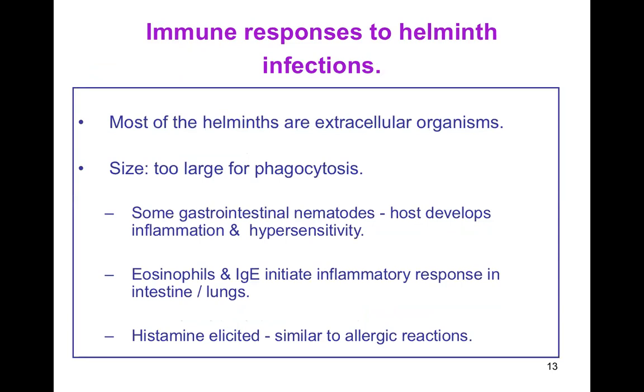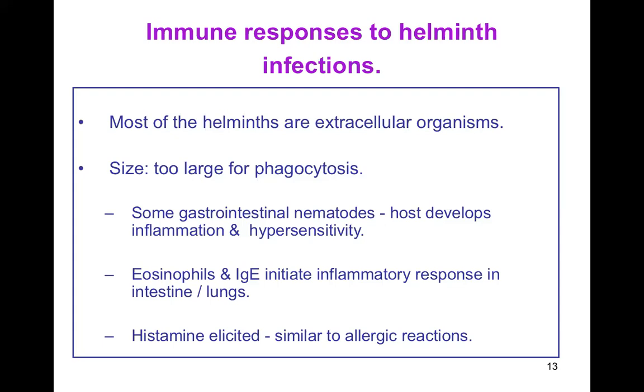We categorized the parasites into protozoans and helminths. So we've cleared out the immune response to protozoans, and we go to immune response to helminth infections. Most of the helminths are extracellular organisms, the reason being they're too large for phagocytosis. Some may be gastrointestinal nematodes and would only induce inflammation and also hypersensitivity.